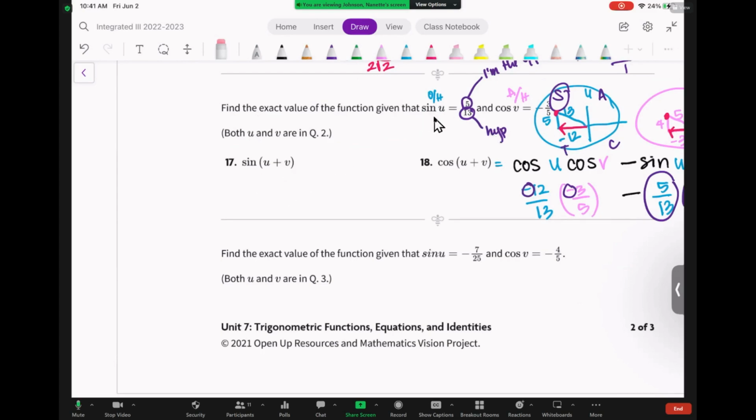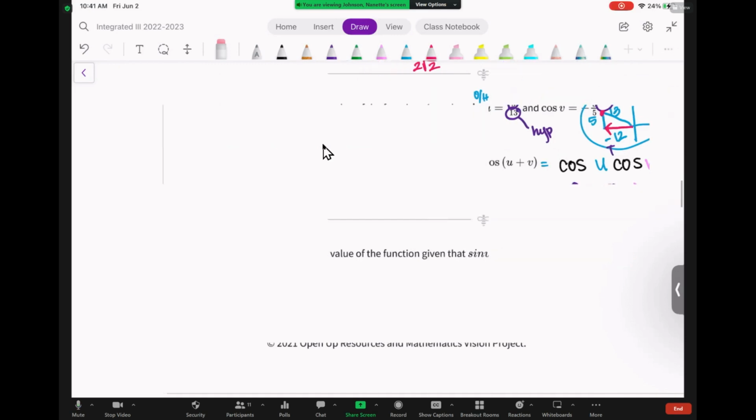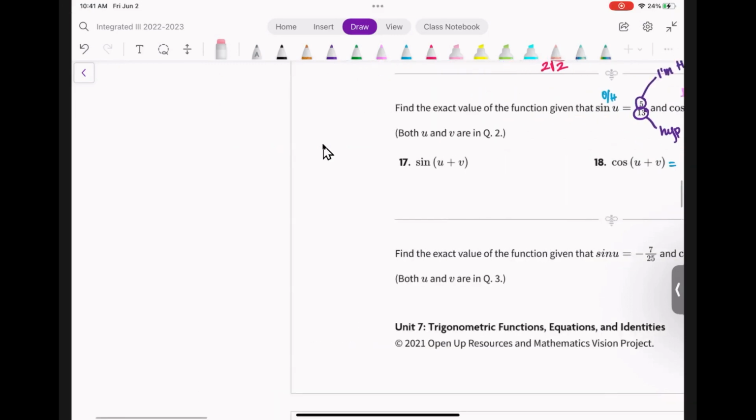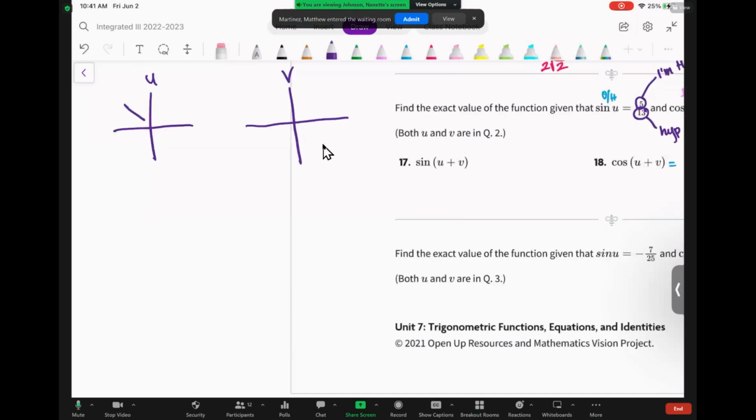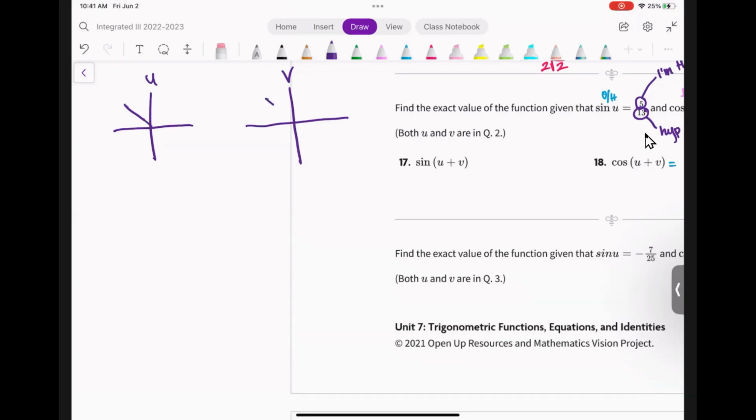Whenever they give you information like this, the very first thing is I'm always going to draw my picture. They say both u and v are in Q2, meaning quadrant 2. So when I draw my drawings, this is u, this is v, and they're both in quadrant 2. I'm going to draw a picture that is not to scale. And then I'm going to go back and read my information.